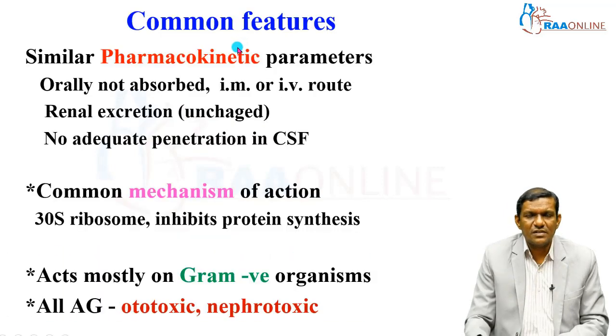Today I am going to discuss aminoglycosides from chemotherapy. Some of the common features of these aminoglycosides: they have similar pharmacokinetic parameters. That means they are not orally absorbed because, as I told you in the previous slide, they are polar substances, that means water soluble substances, so they cannot be absorbed from the GI mucosa. So you have to think about other routes like intramuscular or intravenous.